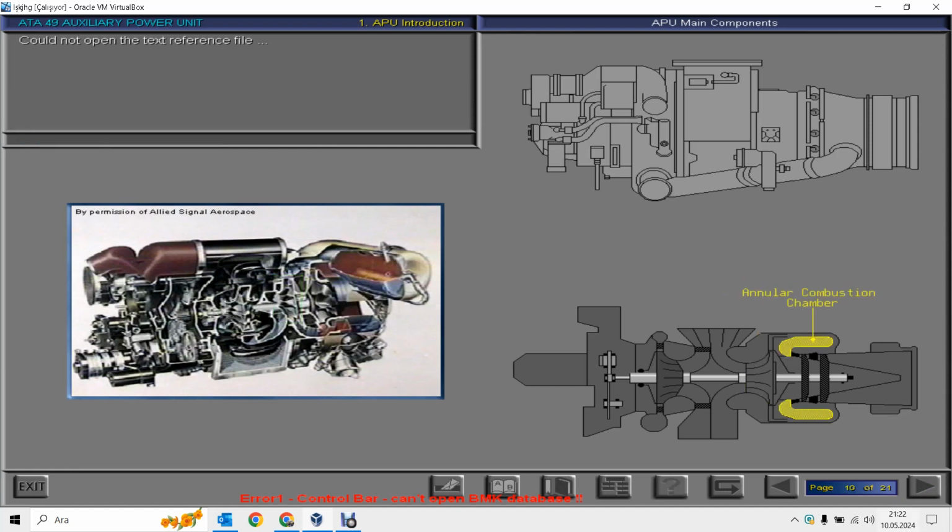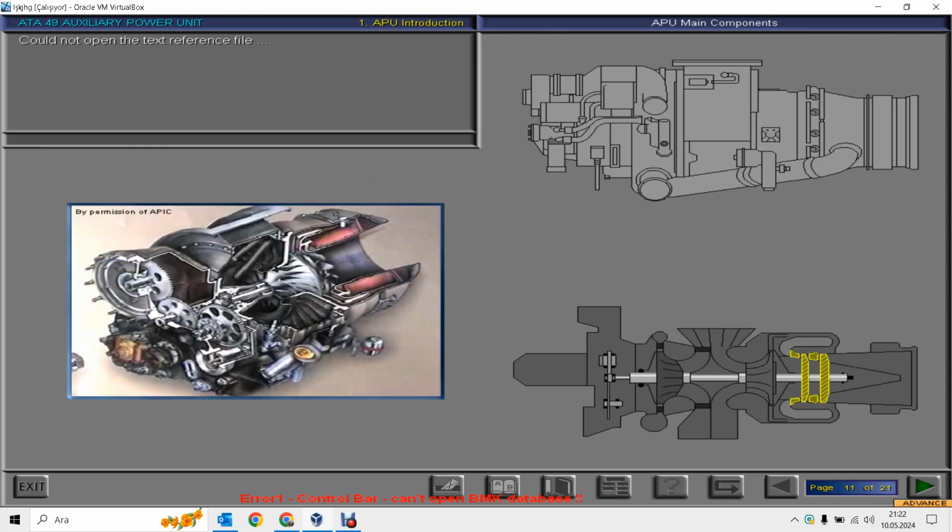The combustion chamber of a modern APU is usually an annular type, but on older APUs you may also find can-type combustion chambers. The third main component of the APU power section is the turbine. You will find centrifugal turbines on small APUs, or axial turbines with two or more stages on large APUs. In the next segment, you will learn about two different ways of APU bleed air supply in more detail.